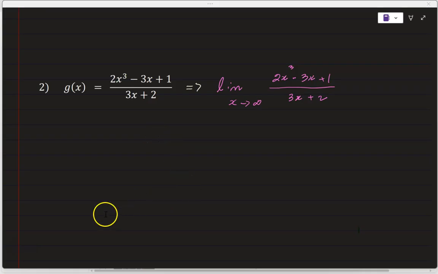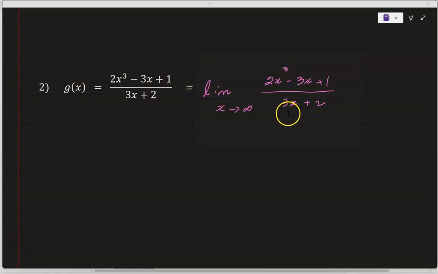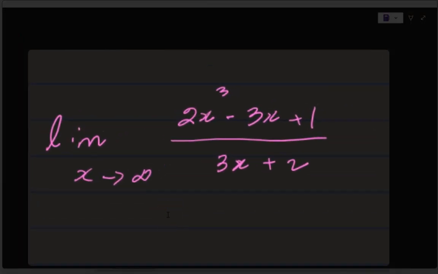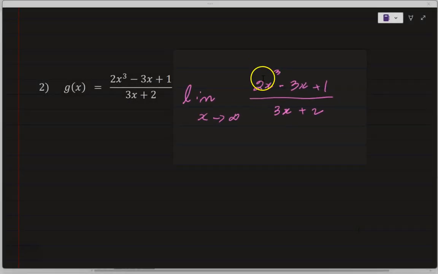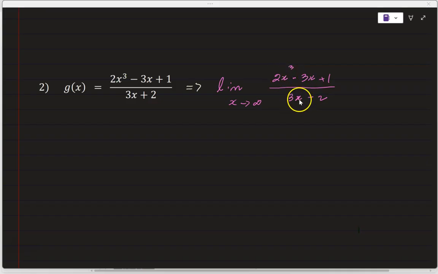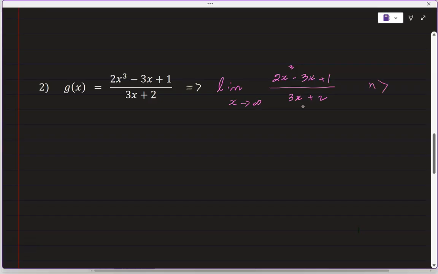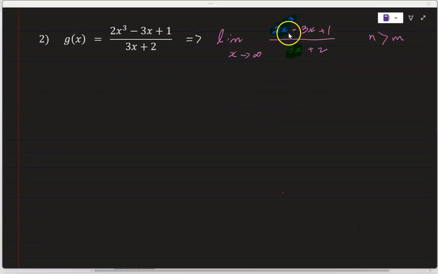The first thing we have to do, we have to make sure that we know the effective degree for the numerator and denominator, and then apply one of the three cases. In this case, we have x cubed on top and x in the bottom. That means the degree of the numerator is greater than the degree of the denominator. So we know that n is greater than m. So now that we know the effective degree of the numerator and denominator, we can go ahead and divide all the terms by the term with the highest degree.